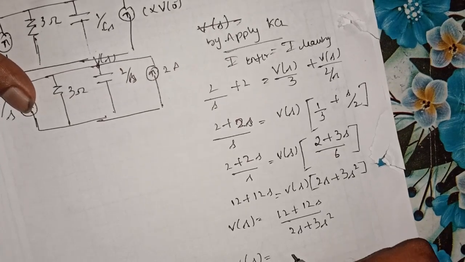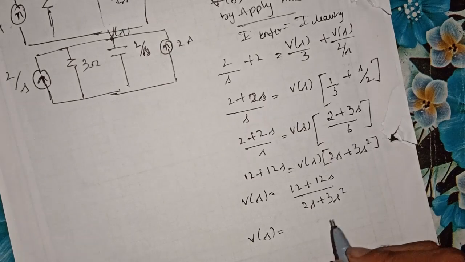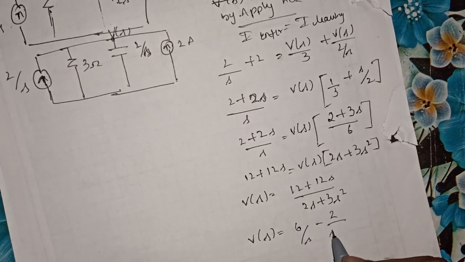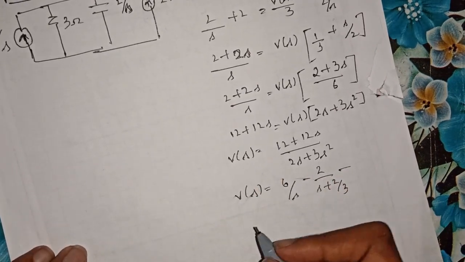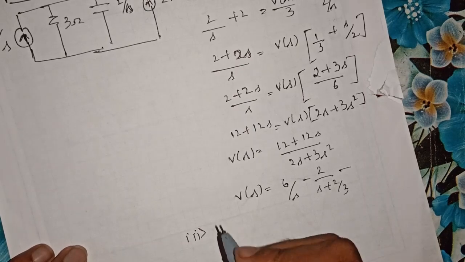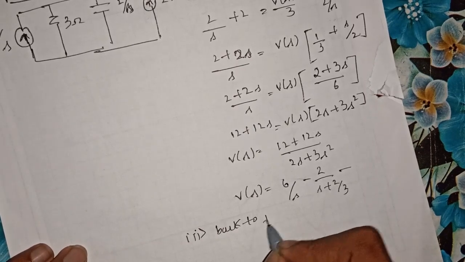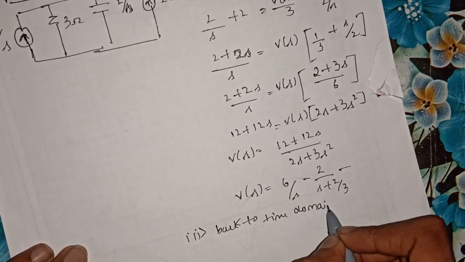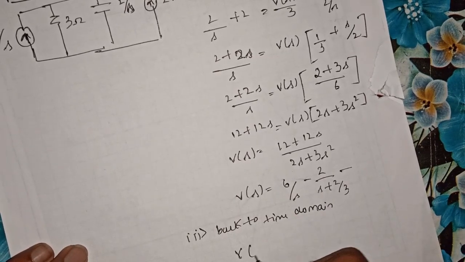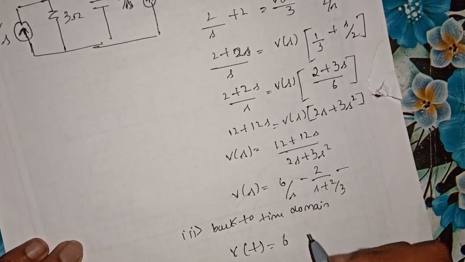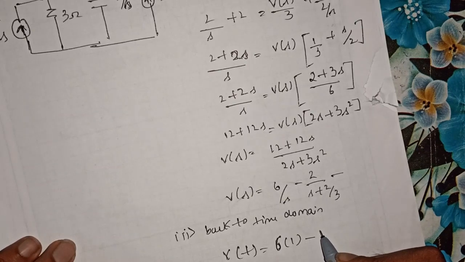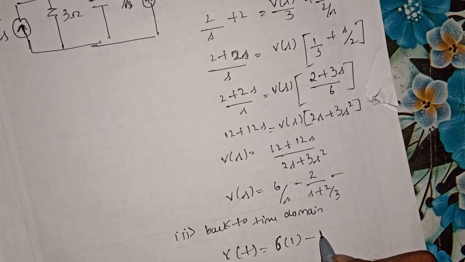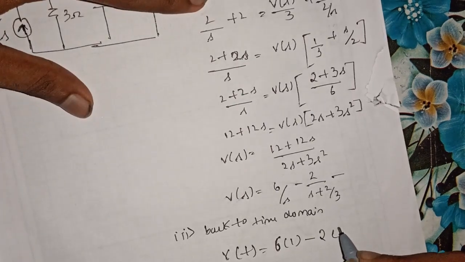Further solving these equations mathematically, you get it as 6 over s minus 2 divided by s plus 2 by 3. And since we have evaluated this, by step 3 we know that we have to go back to the time domain. Back to the time domain, by applying inverse Laplace, you get v of t, which is inverse Laplace of 1 by s is simply 1. So 6 into 1, minus 2 remains as it is. If we take 2 as your constant value, you get 2 into e power of minus 2 by 3.